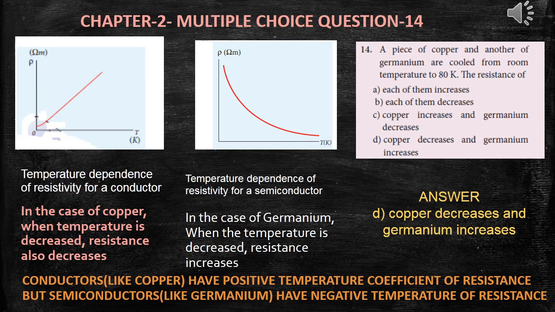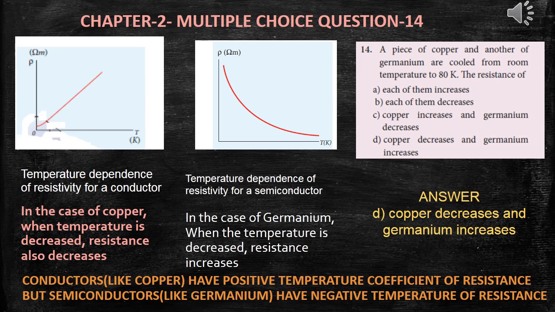Conductors like copper have positive temperature coefficient. Positive temperature coefficient of resistance means when the temperature of the material increases, the resistance also increases. When the temperature is decreased, resistance also decreases in the case of conductors. That's why conductors are said to have positive temperature coefficient of resistance. But in the case of semiconductors like germanium, they have negative temperature coefficient of resistance. What is the meaning of negative temperature coefficient of resistance? When the temperature of the material is increased, resistance will decrease.